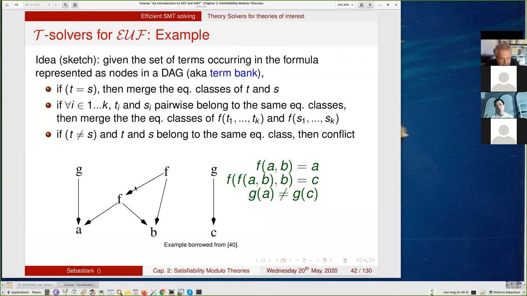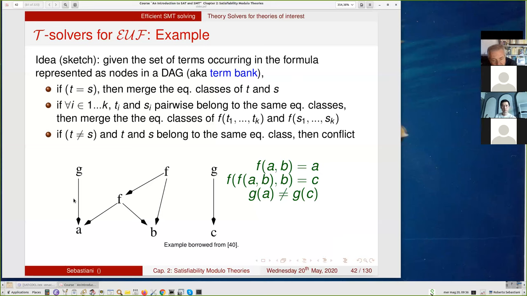So f of a of b can be represented by this sub-DAG here. f of b can be represented as this DAG of f applied to f of b and b as a second argument. You have a g of a here, which can be represented by this, and g of c, which can be represented by this. This is the term bank related to these three formulas. Can you see if these three formulas are satisfiable or unsatisfiable? Unsatisfiable. Yes, indeed. In fact, we'll see in the next execution that the formula is unsatisfiable due to a conflict clause.